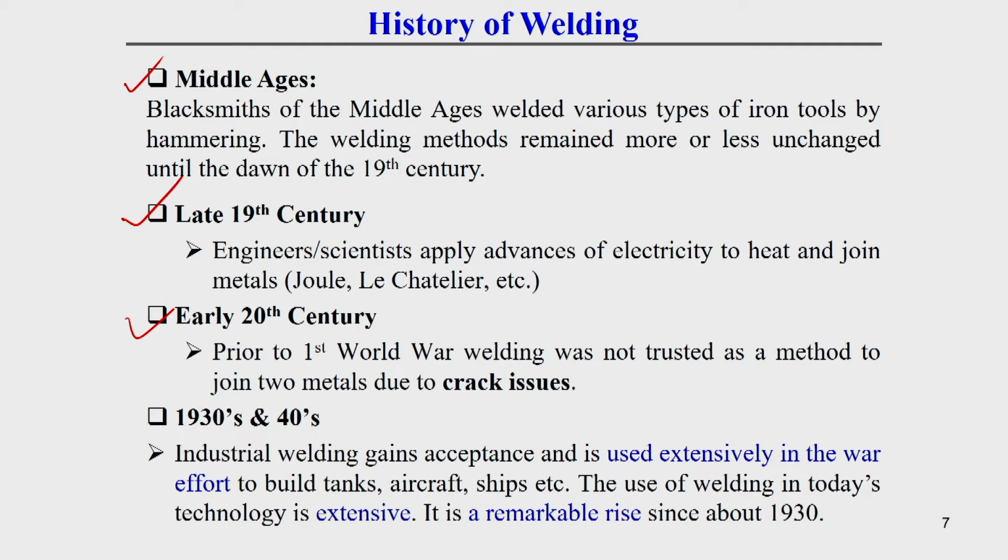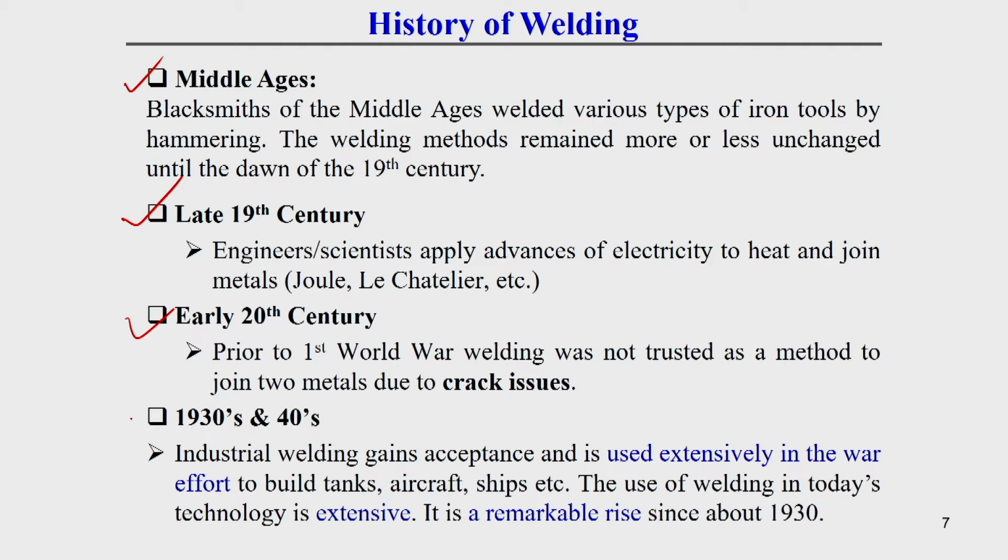different metals due to crack issues, because welding is such a process or technique where we generally create a defect in a structure, because whenever we do welding in a structure, there will come some metallurgical and structural changes. So, due to this it creates different types of defects in a structure. That is why prior to the First World War, welding was not trusted as a method to join two metals due to these crack issues.